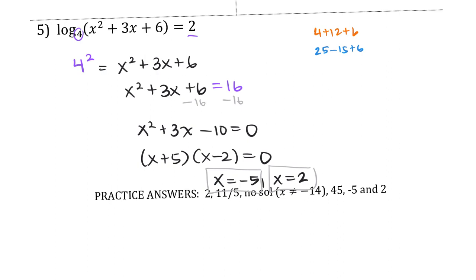Okay, for 5, I got x equals negative 5 and x equals 2. I verified by plugging in to make sure we get a positive. 4 plus 12 plus 6 is positive. 25 minus 15 is a positive plus 6, so both answers were valid.